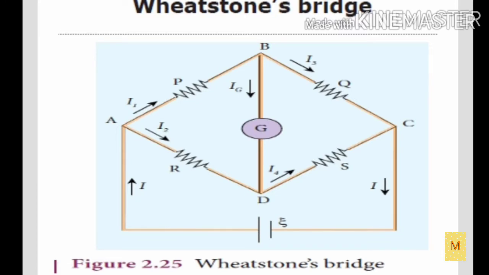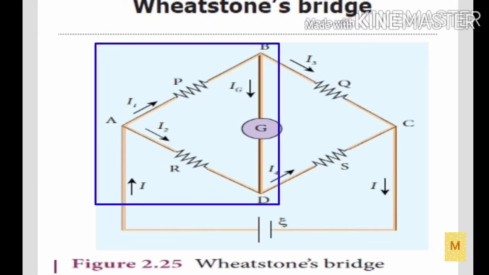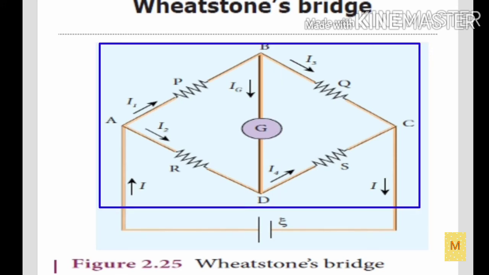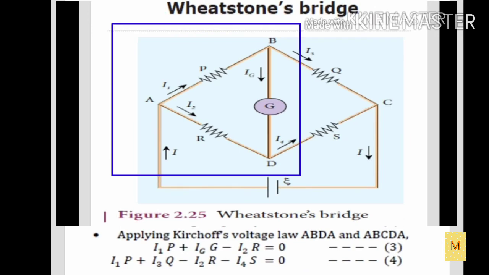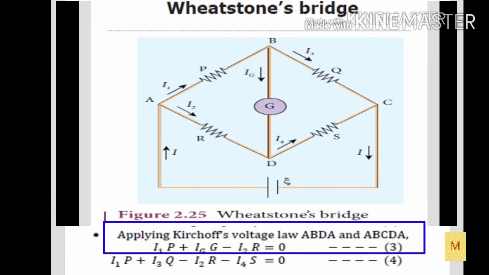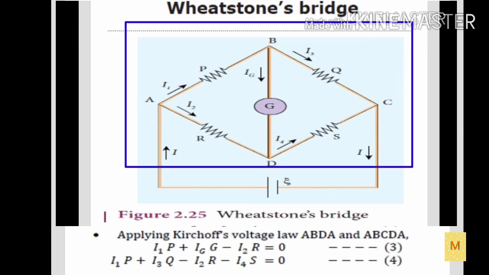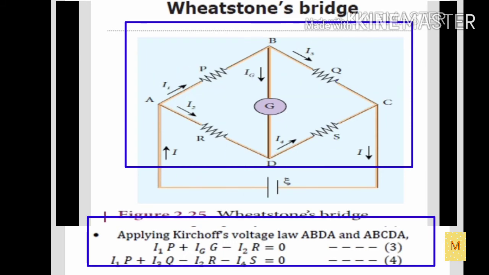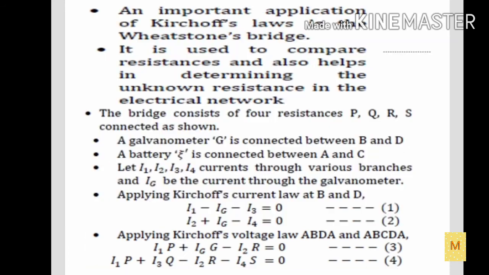Similarly, we are going to apply Kirchhoff's voltage law for the loop ABDA and for the loop ABCDA. For the loop ABDA, we can write I1P plus IgG minus I2R is equal to 0. This is equation number 3. And for the loop ABCDA, Kirchhoff's voltage law can be written as I1P plus I3Q minus I2R minus I4S is equal to 0. This is equation 4.